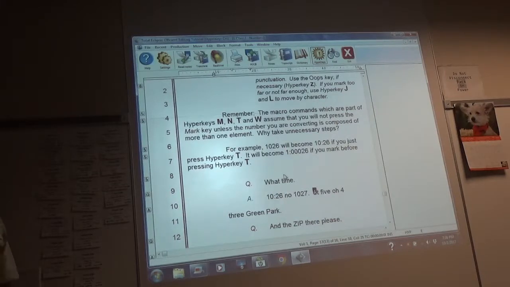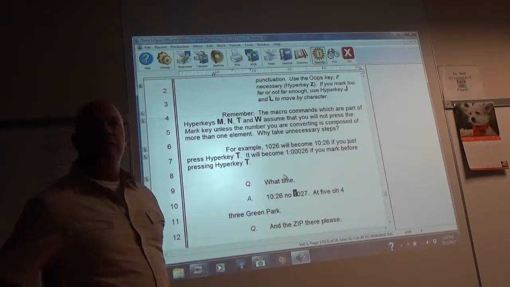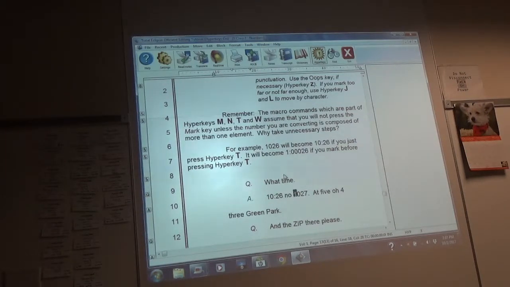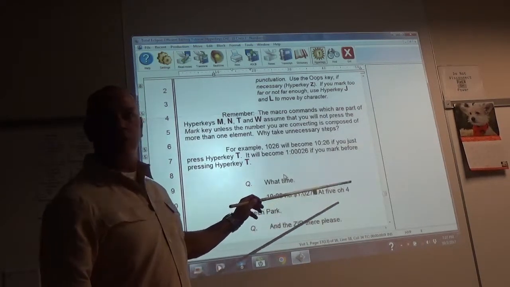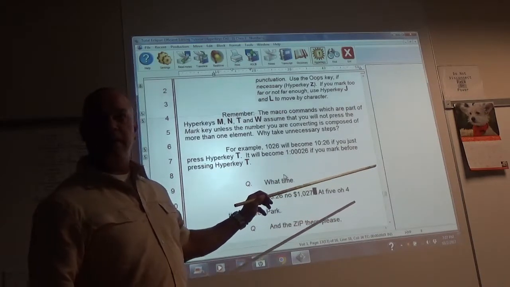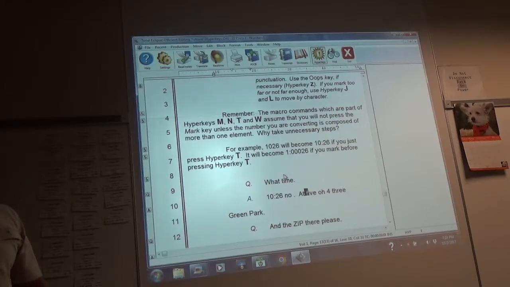How do we change this to money? Shift M. That's not what it's supposed to be, but I'm just showing you different things. Look what it did. And it puts it in the right context. It puts the comma in the right place, everything. Say we didn't want that. How do we fix it? Z. Z. A couple of times.